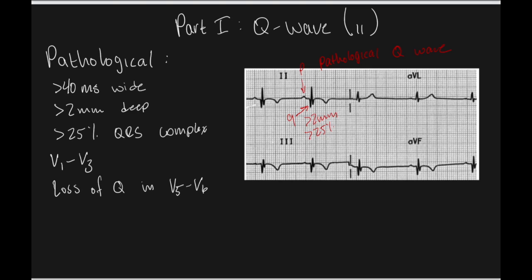And we see the same story for lead 3. So there's our P, there's our Q, there's our R, there's our S, and there's our inverted T wave. And the same story for AVF. So we would say in this case there are inferior pathological Q waves.